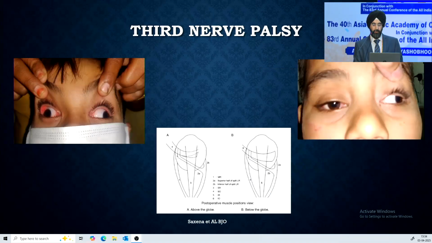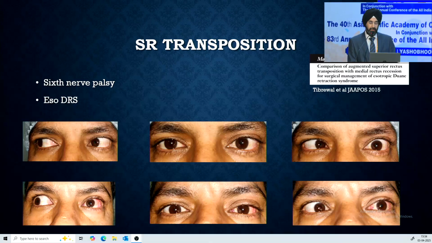So what we did here was basically split this lateral rectus into superior and inferior halves and take it to the medial side. If you see this patient with a third nerve palsy, only the lateral rectus is functioning, so the eye is out. We could get it into the center here by just one muscle surgery. The other thing which has come up is superior rectus transposition now.